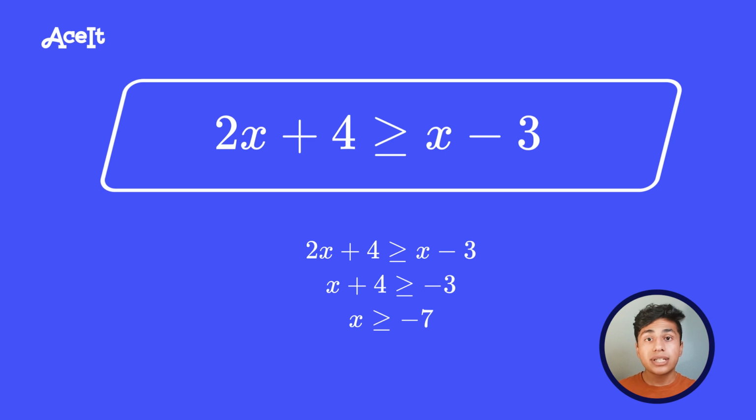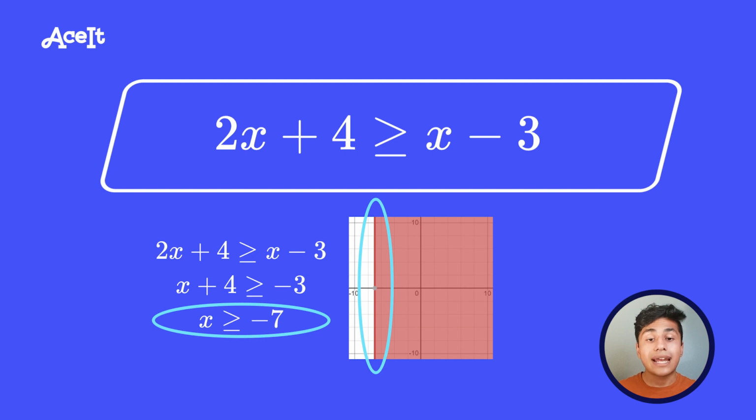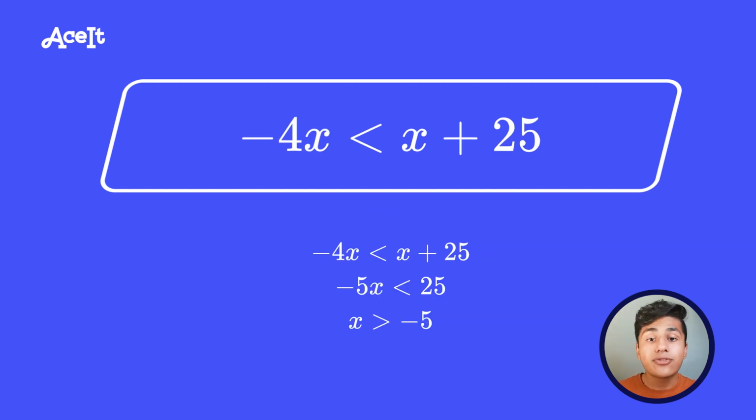So let's first solve an example where we do not have to do this. So we have 2x plus 4 is greater than or equal to x minus 3. And solving it using our algebra skills, we can figure out that x is greater than or equal to negative 7. Graphically, we can see that there's a solid line at x equals negative 7, and then everything in front of that is shaded.